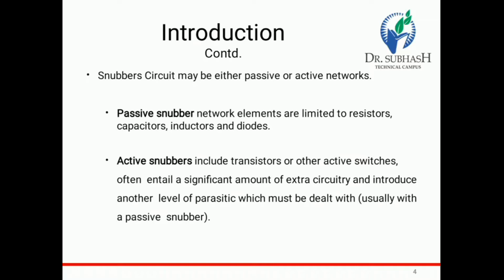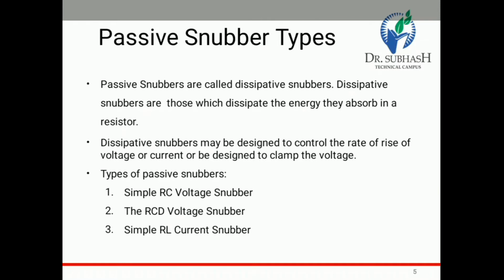That depends on the design of the components. If we design with passive components like resistor, capacitor and inductor, that is our passive snubber circuit. If we design the snubber circuit with active components, transistors and active switches, it is known as an active snubber circuit, right? Passive snubbers are also called dissipative snubbers. In dissipative snubber circuits, the energy is absorbed in the resistors.